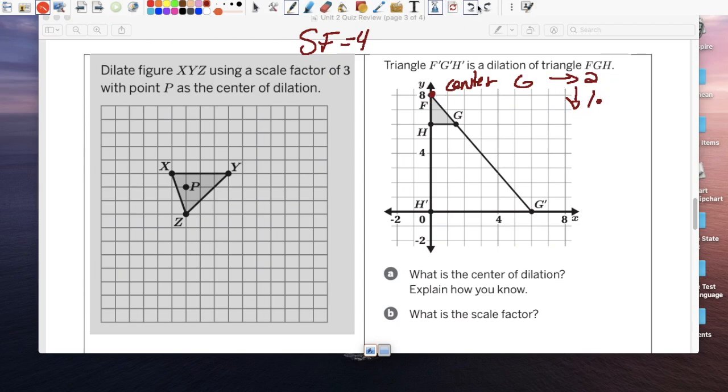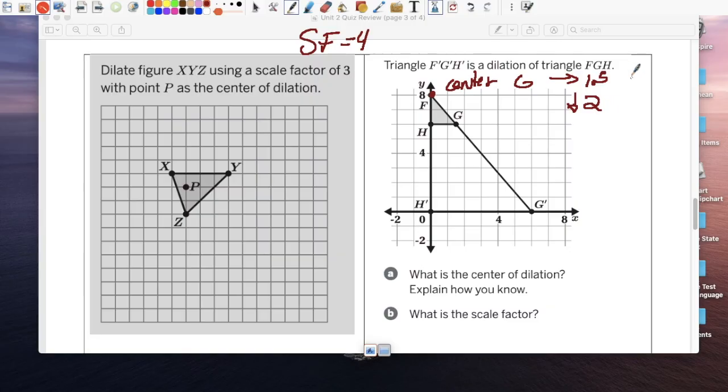No, sorry again. Not 2 to the right. Notice that it's not going 2 to the right. It's 1.5 to the right, and then down 1.5. And down 2. Apologies. So 1.5 to the right and down 2.